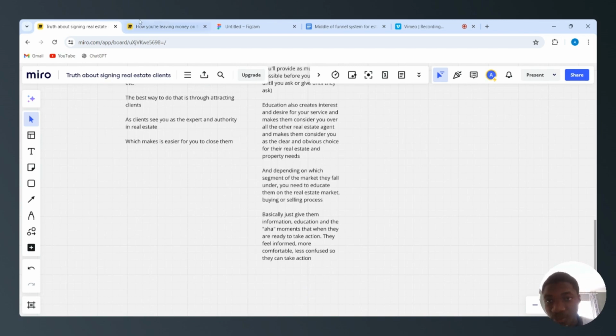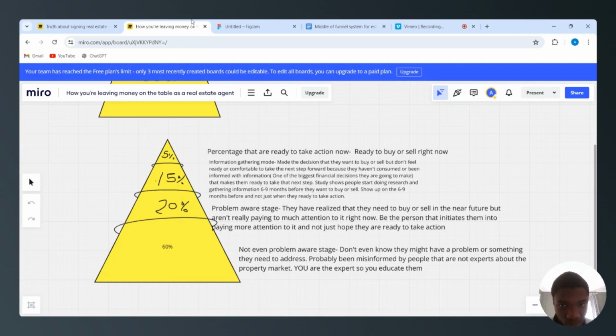Let me show you what I mean here in chat. If you don't know this, you need to go and watch my video on how you're leaving money on the table as a real estate agent. These 20% and this 15%, even the 60%, but we're not going to focus on that right now. This 20%, this 15%, they need education to get to this 5%. Those leads that you generated might fall into this 15%.